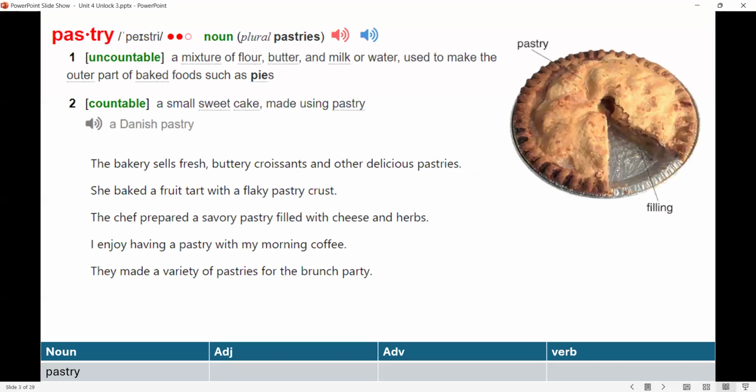Pastry. Pastry is a mixture of flour, butter, and milk or water used to make the outer part of baked foods such as pies. As you see in the picture, the outer layer is called pastry, and the things that you put inside the pastry is called the filling. We have the explanation in the next slide. She baked a fruit tart with a flaky pastry crust. I enjoy having a pastry with my morning coffee.